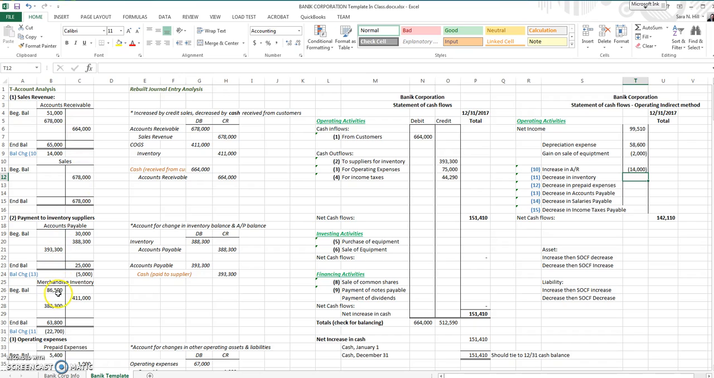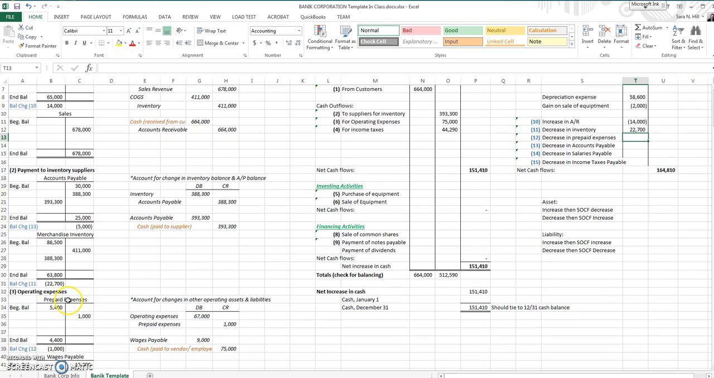My merchandise inventory. I had $86,500 as my beginning balance. I had an ending balance of $63,800. So my asset account decreased by $22,700. If I have a decrease in an asset account, then my statement of cash flow is going to increase $22,700. Let's look at prepaid expenses.